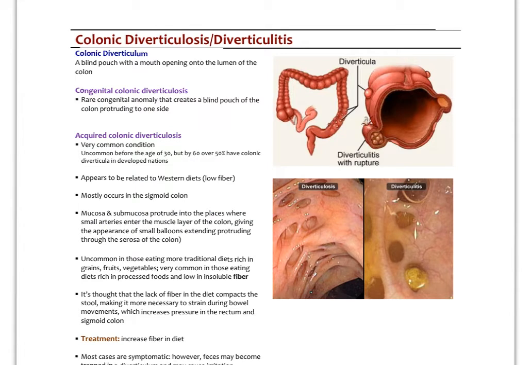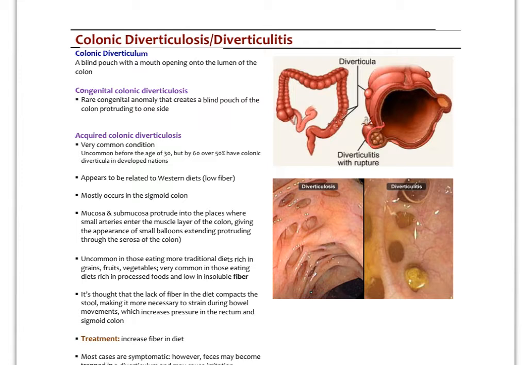Okay, a couple other little conditions to be familiar with. One is colonic diverticulosis and diverticulitis. A colonic diverticulum is a little blind pouch in the large intestine wall, and you can see it in the picture over here. I'm drawing it in red there.